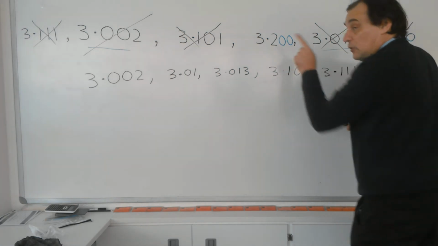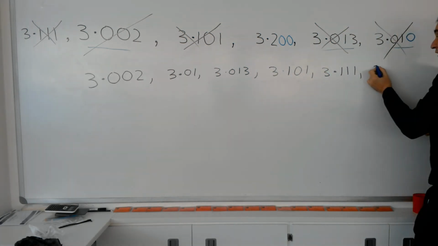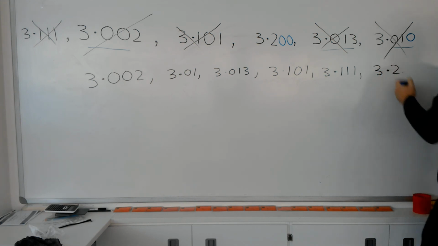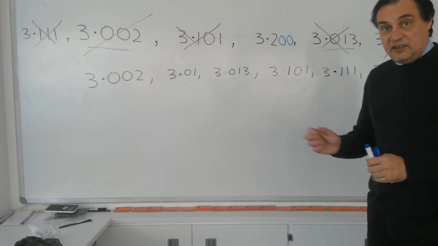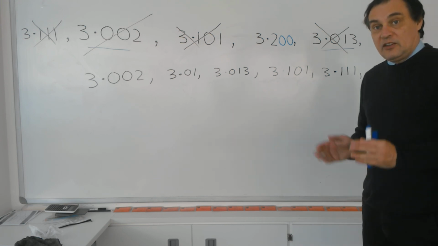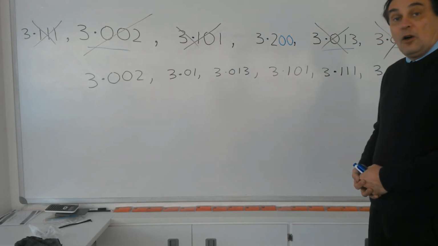Finally then, we've only got 1 left. So we'll write it as it was in the question. Remember, this was just to help us, these 2 zeros. So we'll write it as 3.2. So now we've successfully ordered our 6 decimal numbers in ascending order. Remember, ascending means the smallest first and going up the scale. That is how we do ordering decimals.